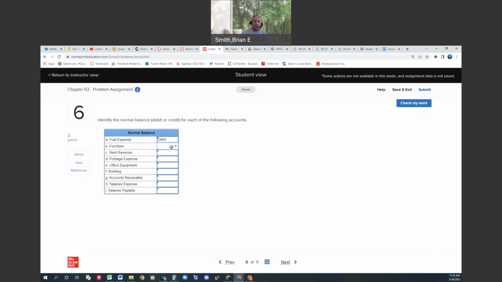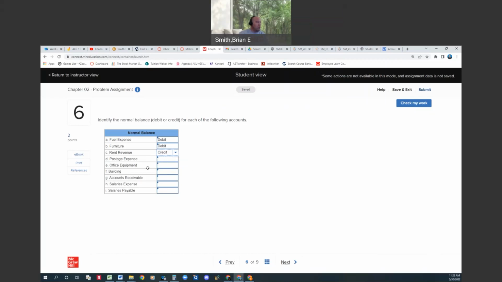Furniture is also an asset. We know that because it's furniture, something you sit on, something you can sell. So we're going to put that its normal balance is a debit, because that's what makes an asset increase. Rent revenue. Again, if it doesn't say unearned or some other thing that qualifies that revenue, it's just rent revenue. It's revenue we're getting, so the normal balance that makes it increase is going to be a credit. So let's choose credit.